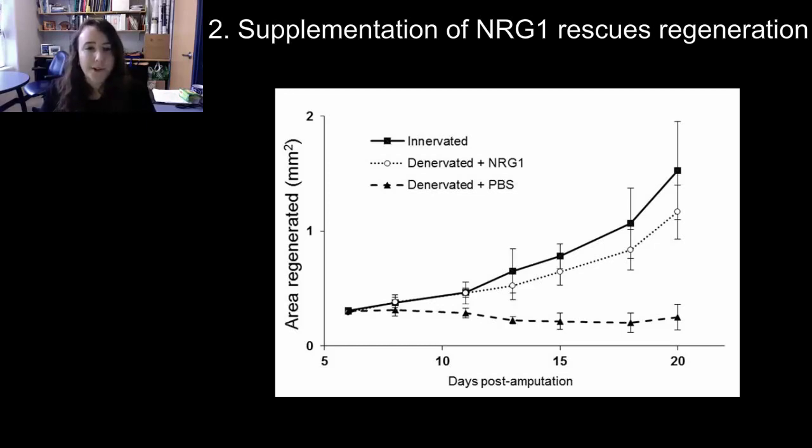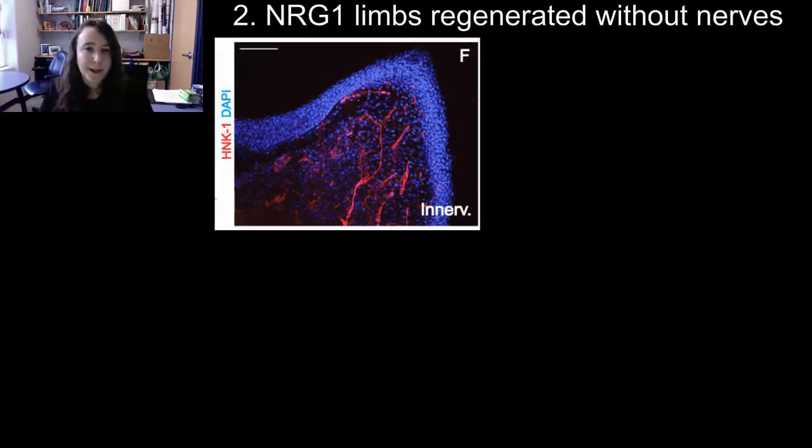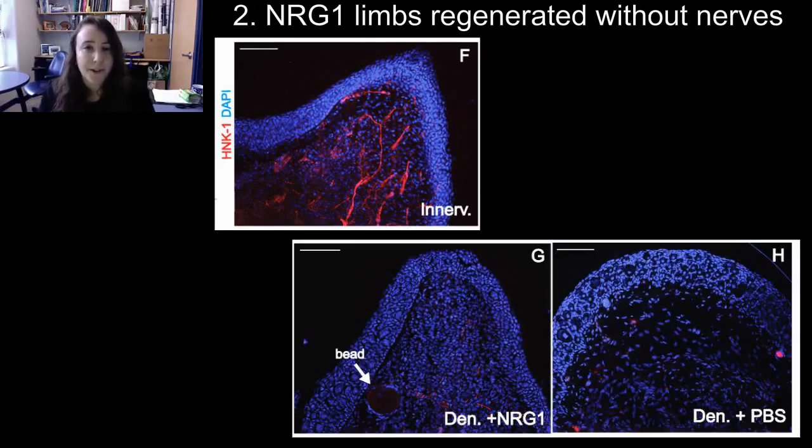Now, of course, there's always a question: is it simply that neuregulin-1 is keeping the nerves alive and allowing those nerves to do whatever it is that they do in the limb? So we had to collect those limbs, section them, and stain them for nerves to make sure they were actually denervated. I've shown here at the top left your normal innervated blastema with those beautiful nerves stained in red. And here are what the denervated limbs looked like.